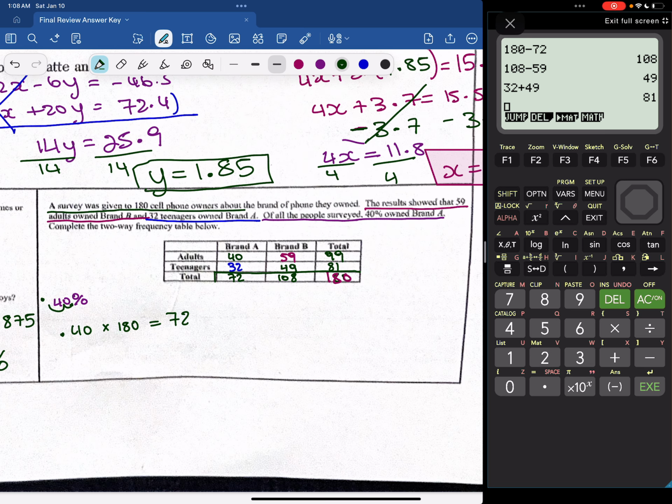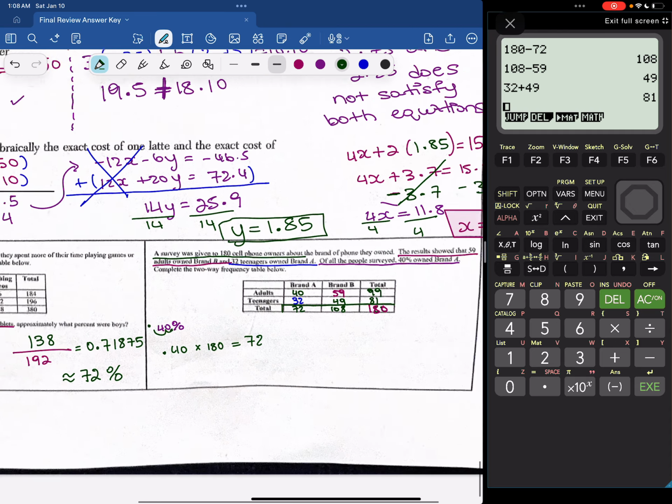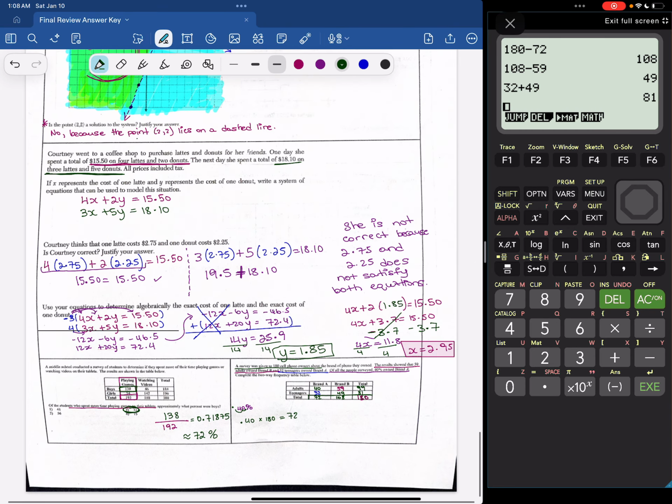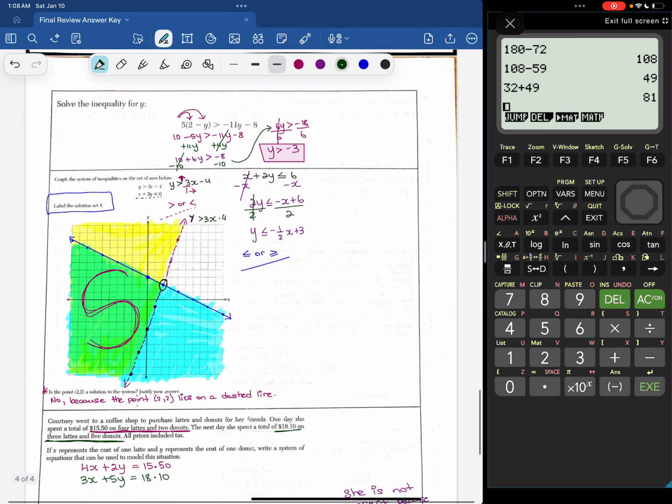And that's it. That's all there is to filling out this table, right? So what you want to do is start by filling in whatever information is given to you, and then use the totals to subtract what's given to find the missing information. All right, and that's all there is to it. That's the last question.